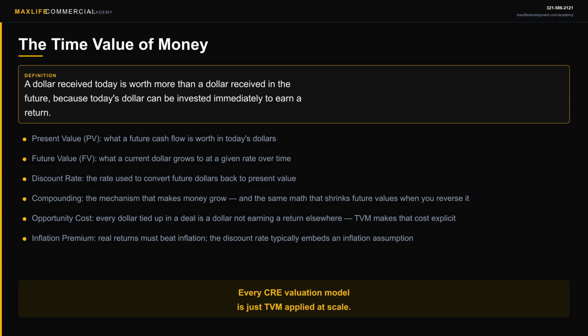Every single valuation model you'll encounter, from a basic income capitalization to a full institutional DCF, is just this arithmetic applied repeatedly across a timeline. Get comfortable here, and everything else in this course will click into place.